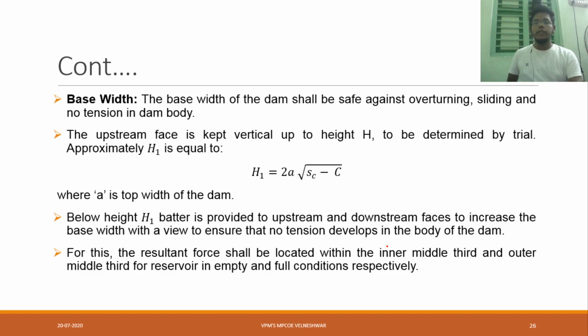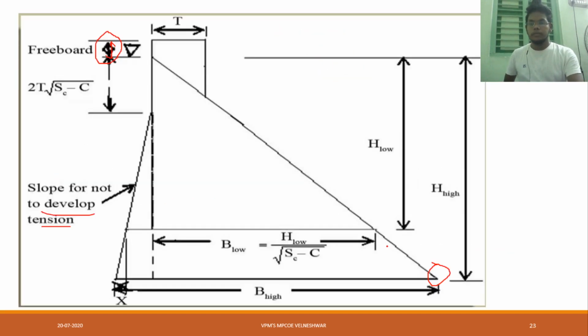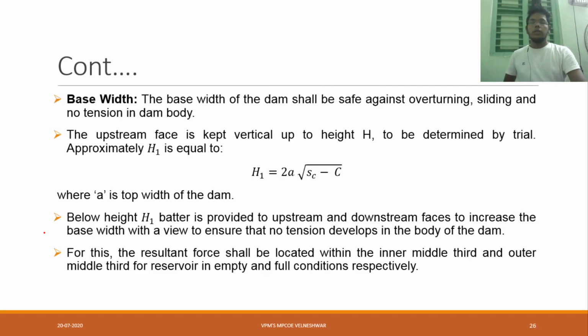Now base width. Exactly this base width, how much we have to provide, we will see. The base width of the dam shall be safe against overturning, sliding, and no tension in the dam body. Whatever base width we provide, it should be safe against overturning, sliding and no tension. And one more thing: for overturning, sliding and no tension, we have to refer to geotechnical engineering once again.